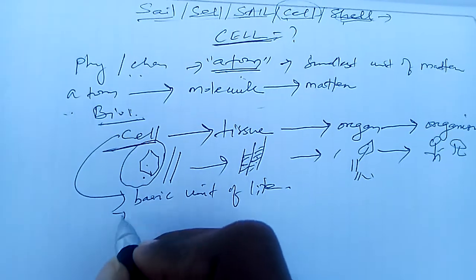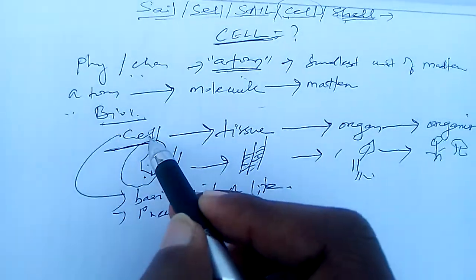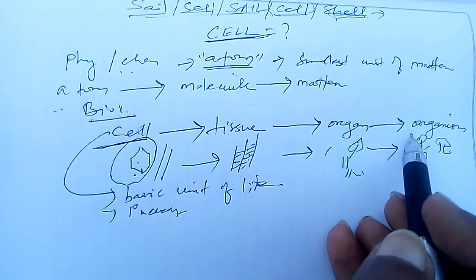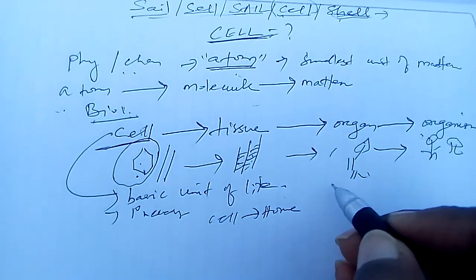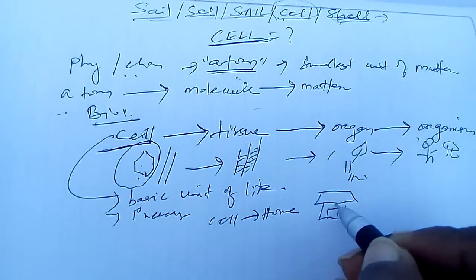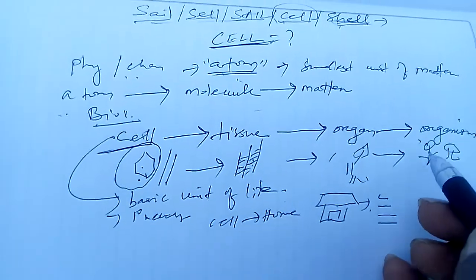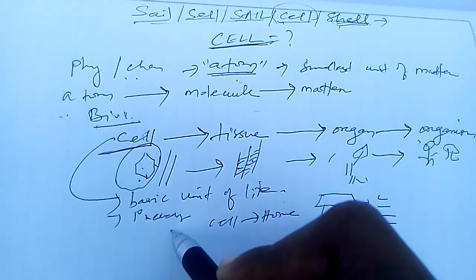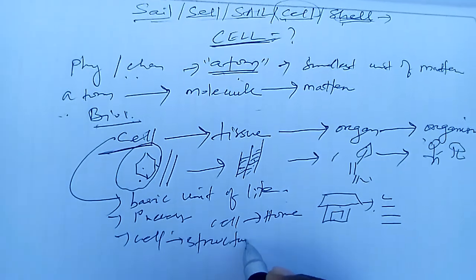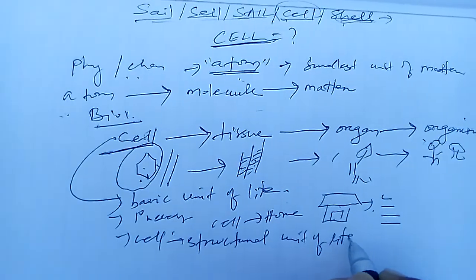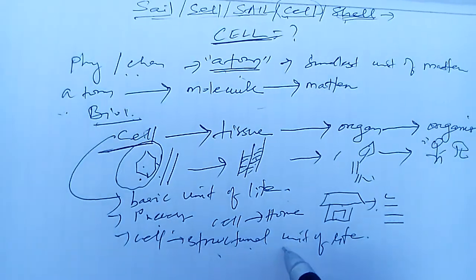That means cell is the primary necessity to build up an organism. Just like to build a house, imagine or compare cell with your home, the primary necessities are cement, sand, water, bricks, etc. Just like that, to build up an organism, cell is the primary necessity. That's why cell is also known as the structural unit of life.